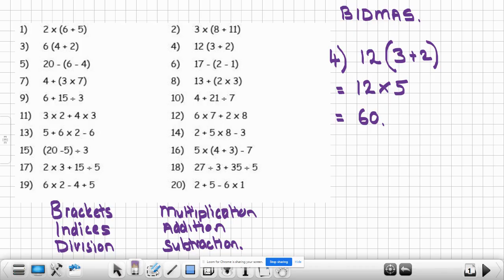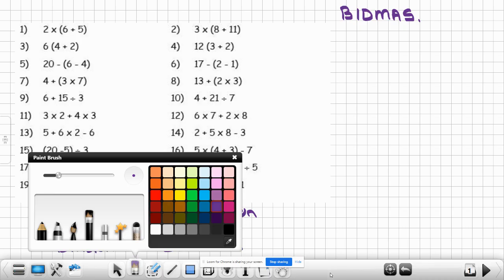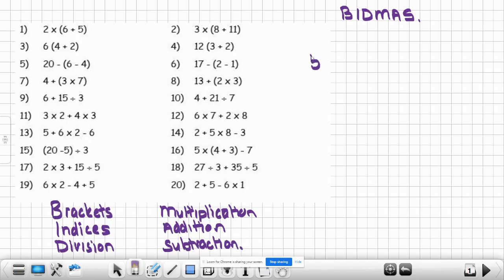Okay, let's try the next. Remember to pause if you want to have a go. So question 5, we've got 20 minus, and then in brackets 6 minus 4. Okay. Now here the brackets aren't going to mean multiplication because we've got a sign outside telling us what we need to do. So let's have a go at this one.